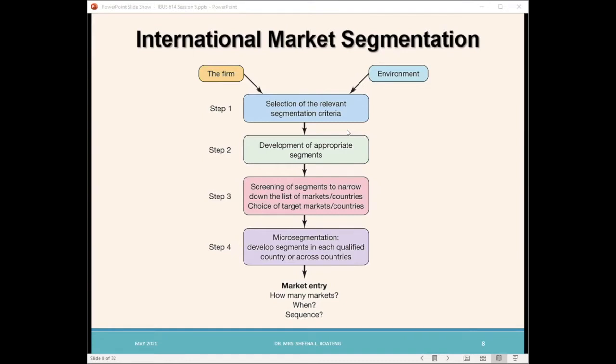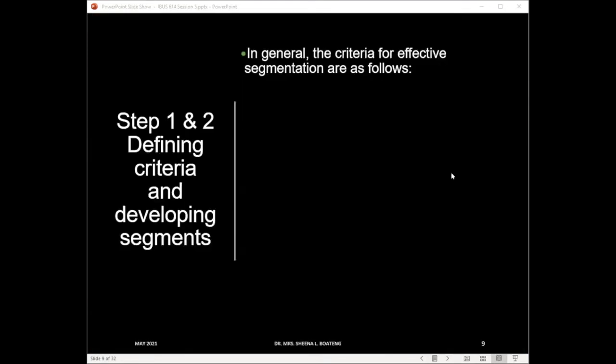So generally in this session, we are going to discuss all that has to do with these different steps and the level of activity that the firm has to perform in each of these stages to arrive at the decision of which market to choose to enter with their marketing offering. So we'll start from steps 1 and 2, which involve defining the criteria for the segments and developing these segments.